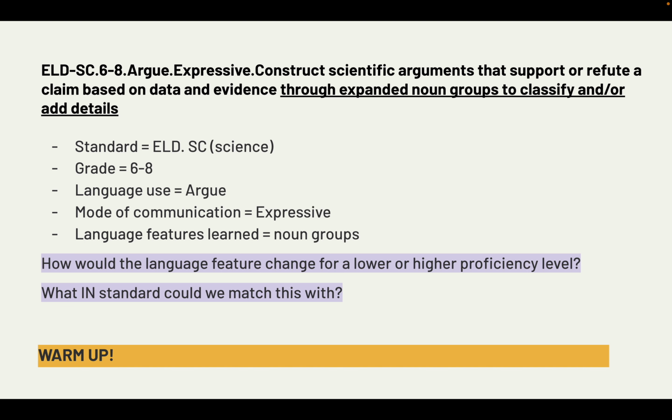Here are the answers. So we have the first part of the standard is ELD SC, which stands for English Language Development Science. So the standard or content area is science. We see 6-8, which stands for 6th to 8th grade. The language use is argue, and the mode of communication, domain or expectation, is expressive.